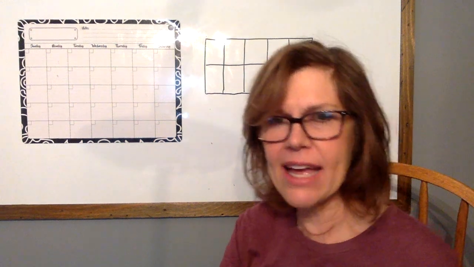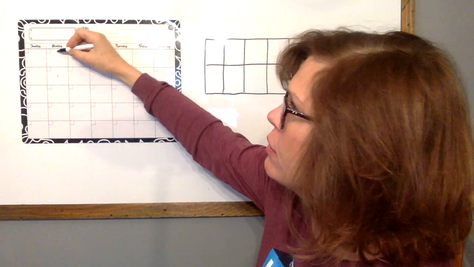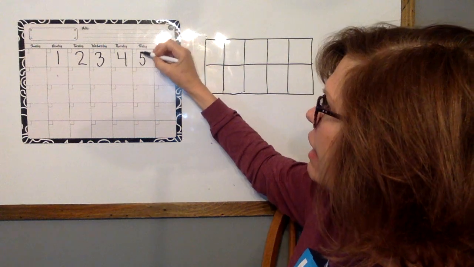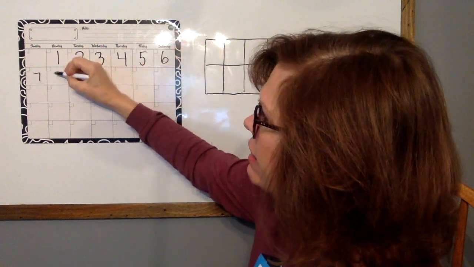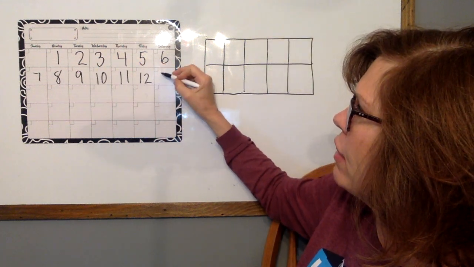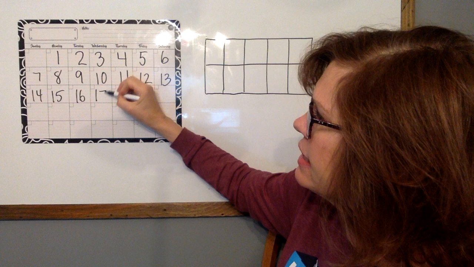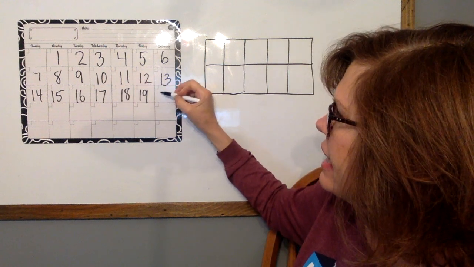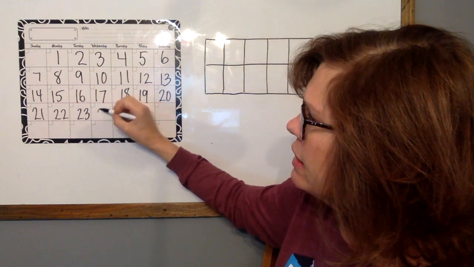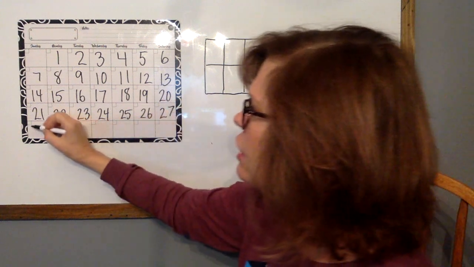All right, let's go ahead and count to 28 using our February calendar. Count with me as I write the numbers. 1, 2, 3, 4, 5, 6, 7, 8, 9, 10, 11, 12, 13, 14, 15, 16, 17, 18, 19, 20, 21, 22, 23, 24, 25, 26, 27, 28.